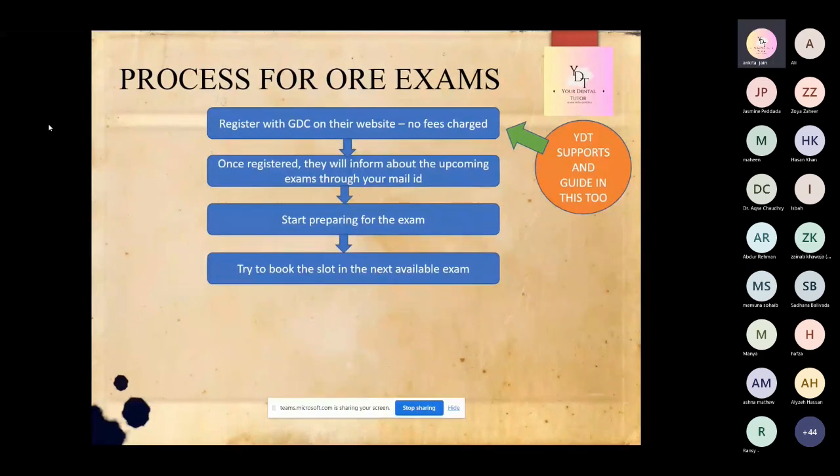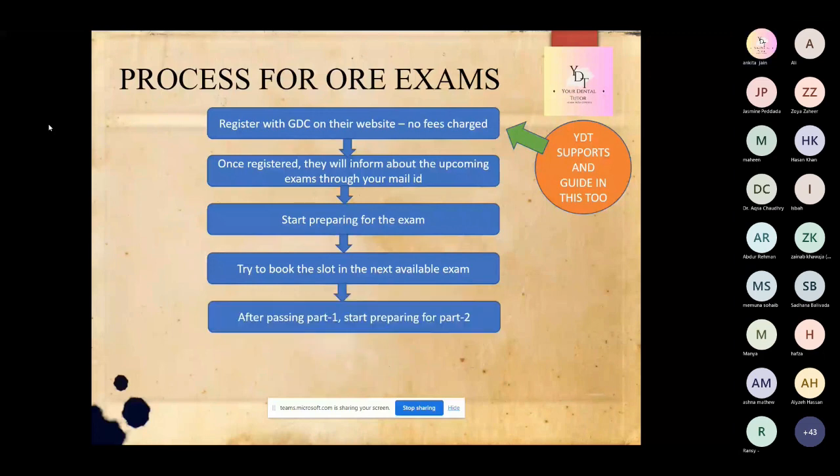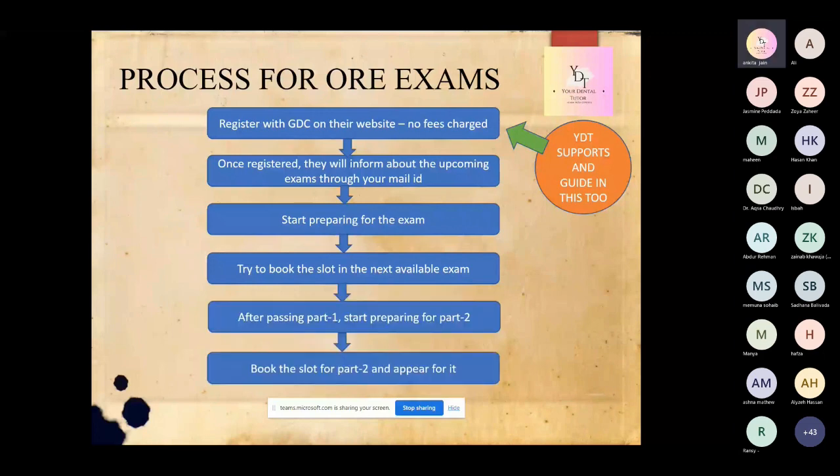Then, when the gates are open, you have to try to book the exam in that particular session. After passing part 1, you have to straight away start preparing for part 2. Again, it is the same. You have to book the slot and appear for it. Booking the slot is completely on a first come, first served basis.